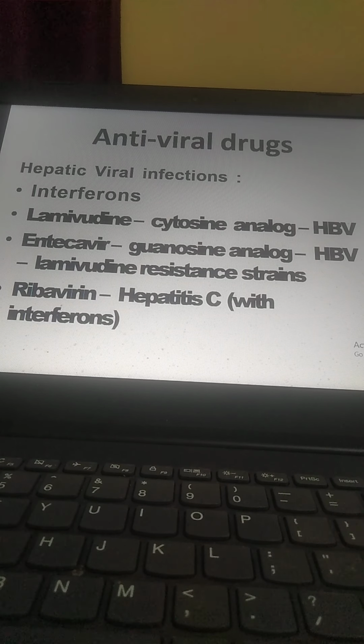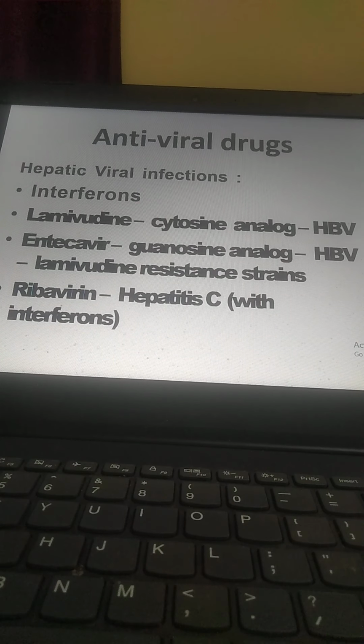Entecavir. This is another drug, but this is not a cytosine analog; this is the guanosine analog. So we can use it for the hepatitis B virus, and for lamivudine-resistant strains. We can give lamivudine and entecavir where there are resistant strains.